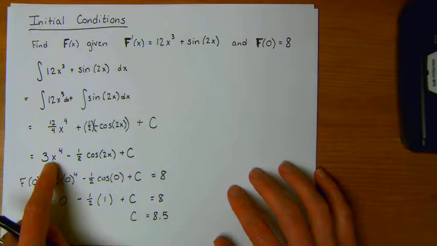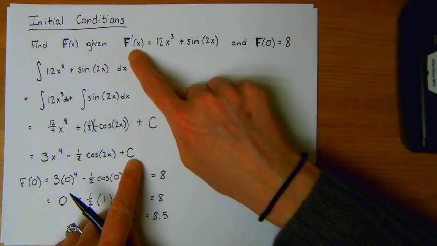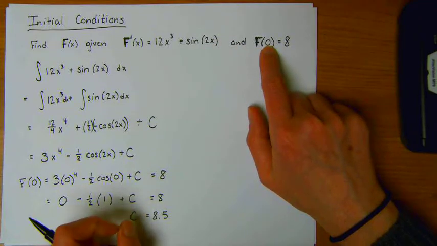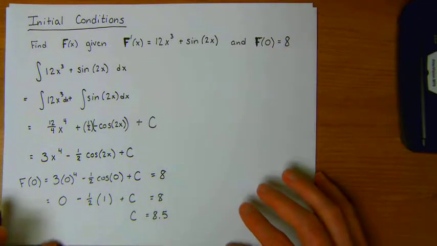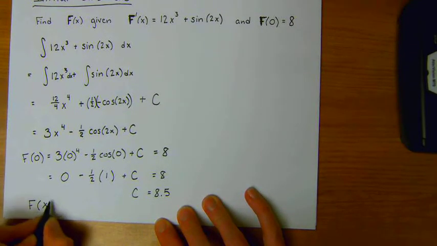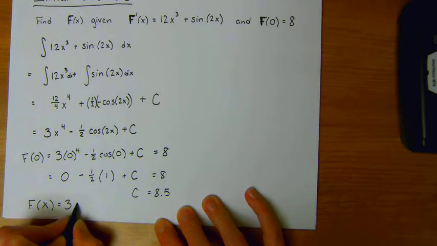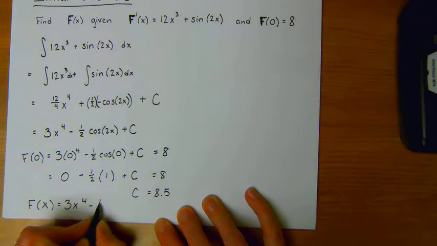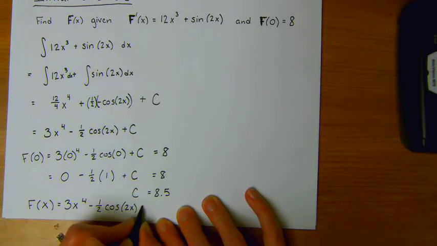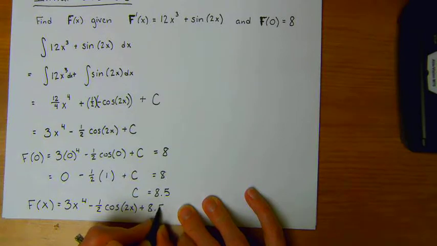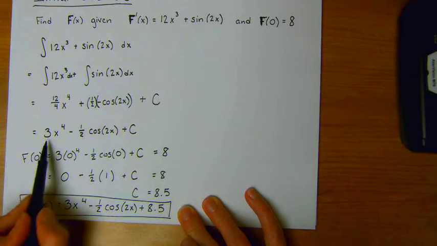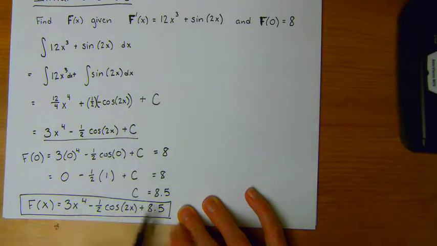But this gives me my final answer for the antiderivative of this function right here when evaluated at x equals 0 being equal to 8. So my final answer is that F of x is equal to 3x to the fourth minus 1/2 times the cosine of 2x plus 8.5. It's exactly the antiderivative that I found here, but I solved for c.